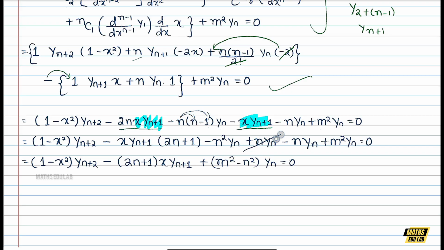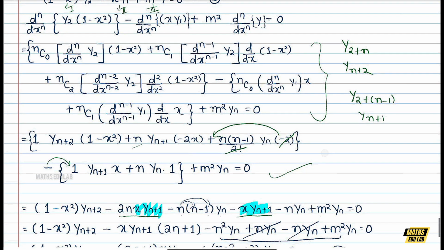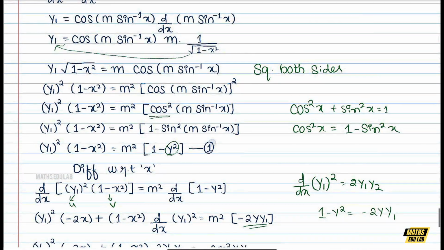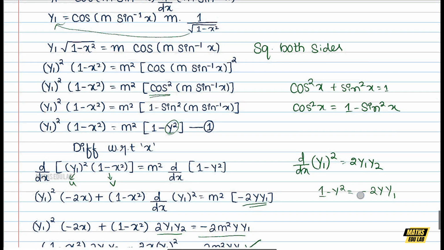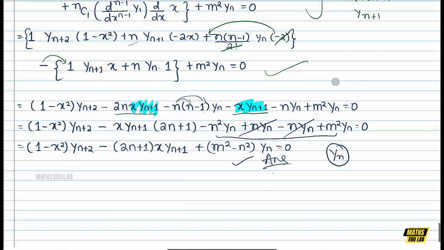Here the positive term of n yn and the negative term of minus n yn will cancel out, and the remaining, if you see these two values, we have a common term called yn. So by taking yn as common, this will be written as m square minus n square. So this is the answer which we have solved by using the given equation, which is y is equal to sine of m sine inverse of x, and this was given to prove. So this is the answer.